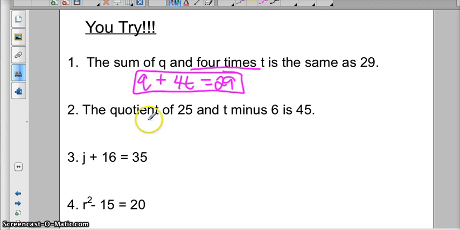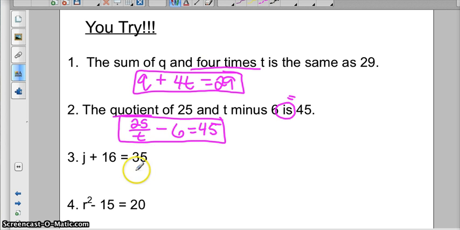So number 2, the quotient of 25 and t minus 6 is 45. So the quotient means division. So the quotient of 25 and t, whatever number they name first is what goes on top. So that's how you know that. 25 and t minus 6 is, or equals, 45.